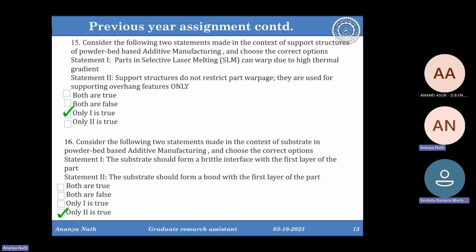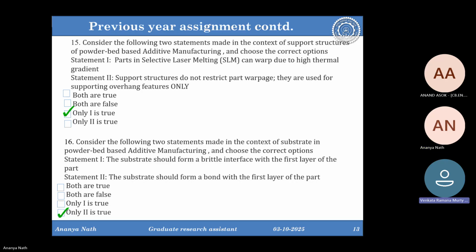Afterwards, after printing, the substrate should be separated, no? Yes, at the end we will cut the part from the substrate. Substrate is like a sacrificial material. The substrate will be reused again and again, but the first few layers are sacrificial, because when you cut the part from the substrate, the first few layers get cut as well. Those are sacrificial, like the support structures.